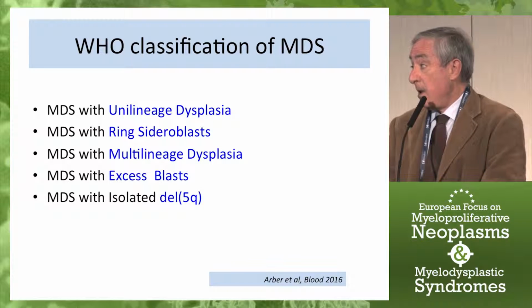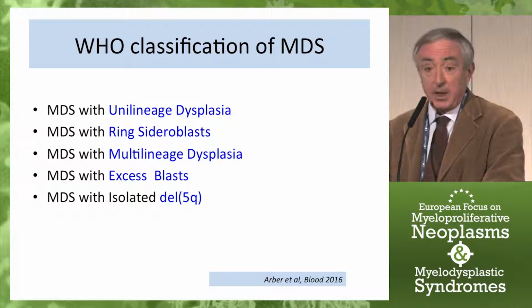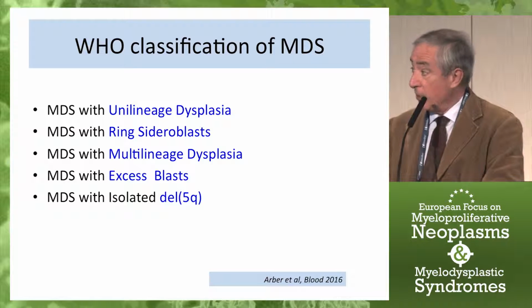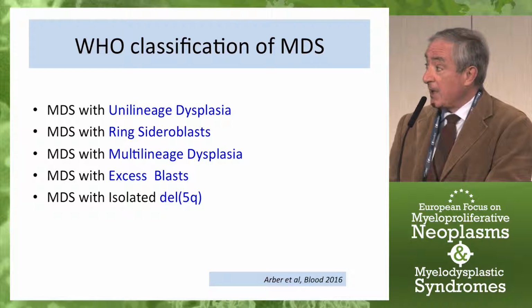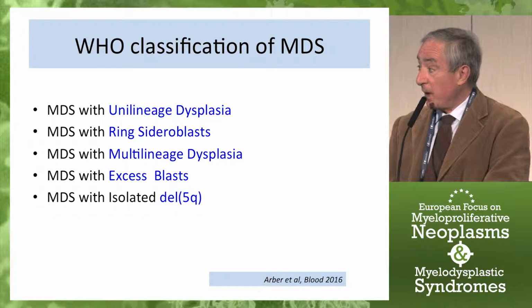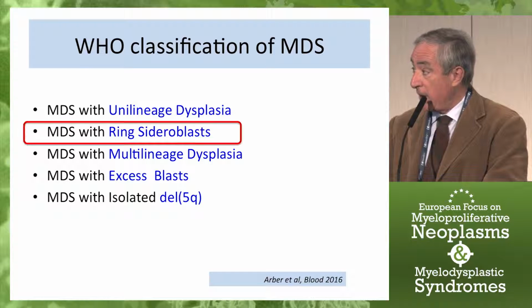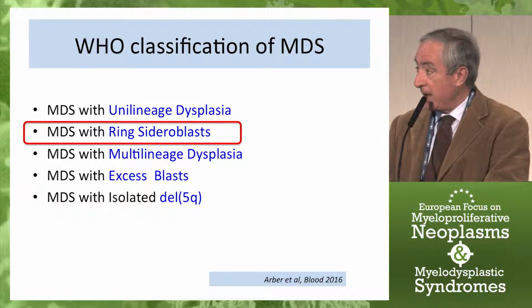The last classification of MDS is shown in this slide. So we have MDS with unilinear dysplasia, with ring sideroblasts, multilinear dysplasia, excess of blasts, and MDS with isolated deletion 5q. And I will now focus on MDS with ring sideroblasts.